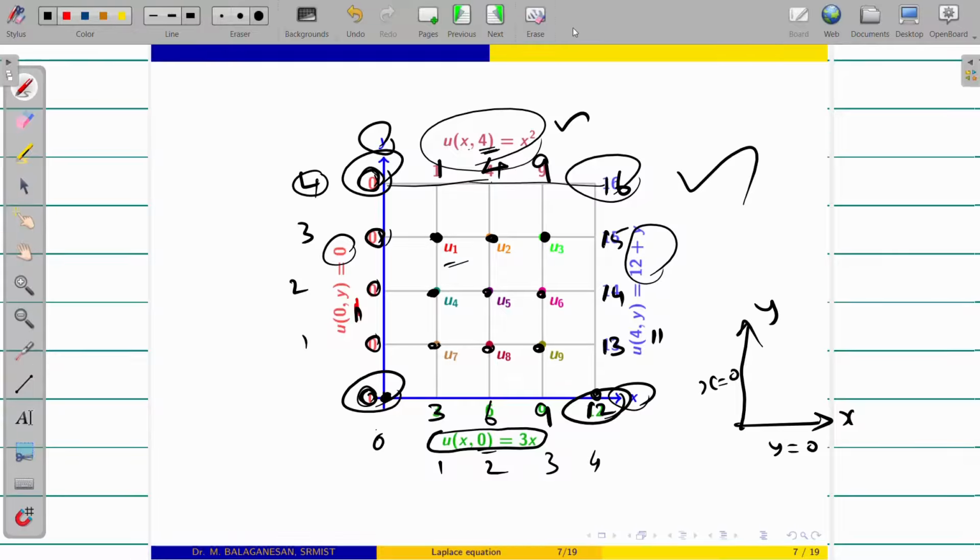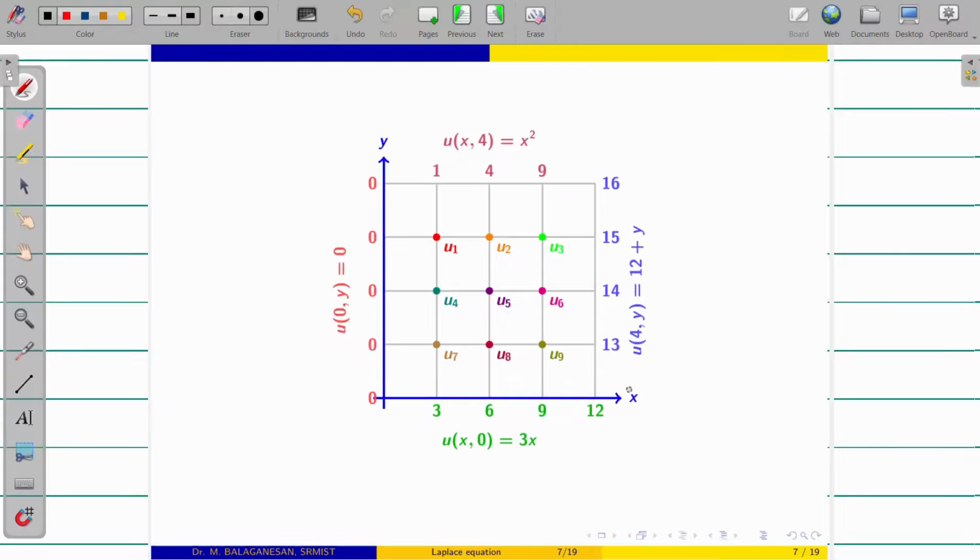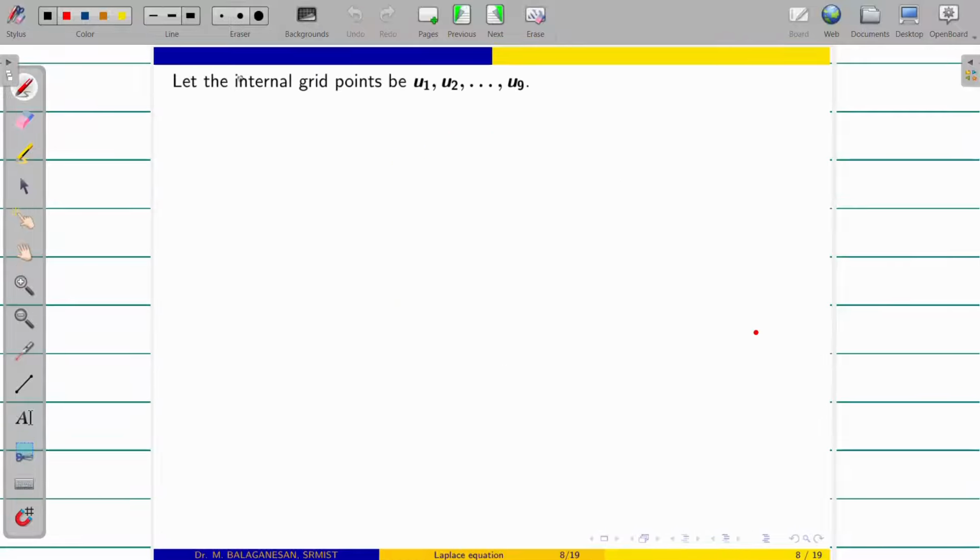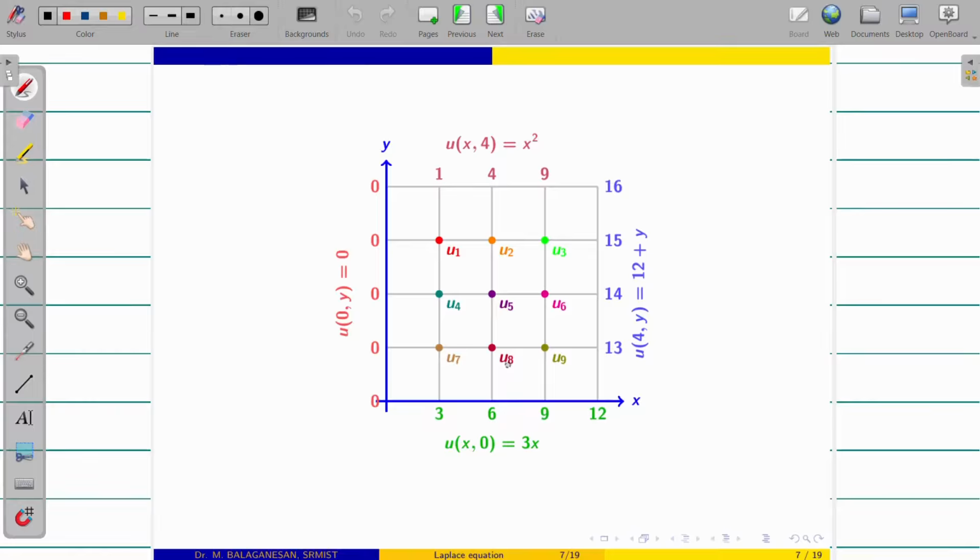Thereafter, it's very, very simple. Just listen. I hope you understand how to draw the diagram, how to choose the boundaries and how to write the boundary values also. Clear? Right. Now come here. Let U1, U2, etc. up to U9 be the interior points. We are going to find rough values, because we don't know the interior point values.